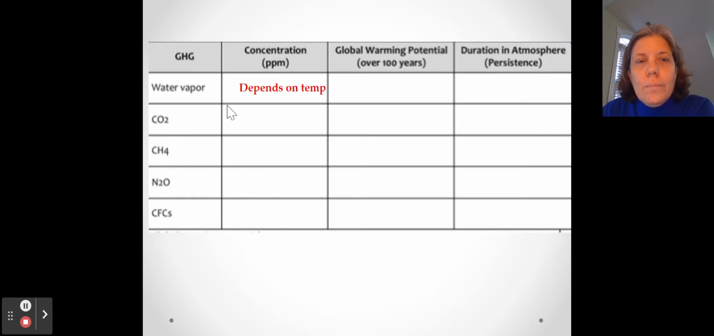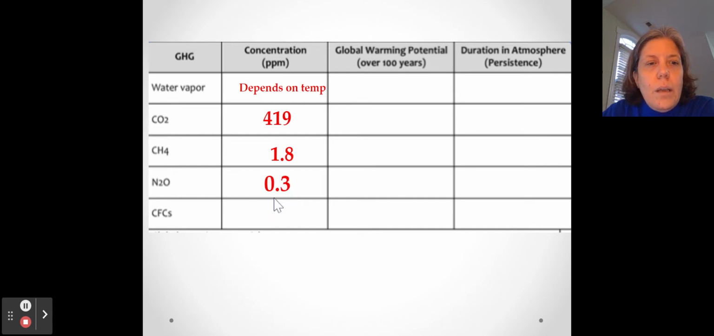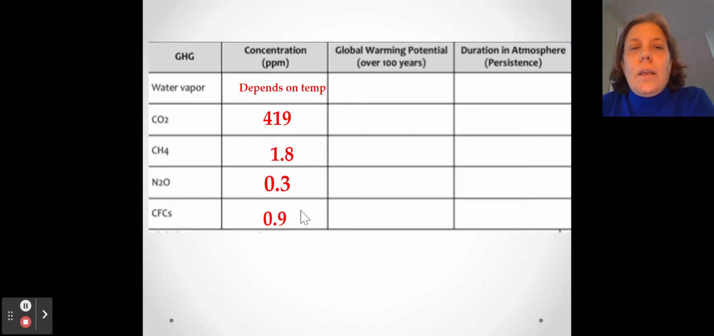We're going to start with water vapor. The concentration here depends on the temperature. It goes up and down. The concentration of CO2 is 419, might be a little higher than that right now, 419 parts per million. Methane, 1.8 parts per million. Nitrous oxide, 0.3 parts per million. And CFCs, 0.9. Now, what is the global warming potential of these gases? So what does that mean? It's about 1. Here for water vapor, it's a little bit less than 1.